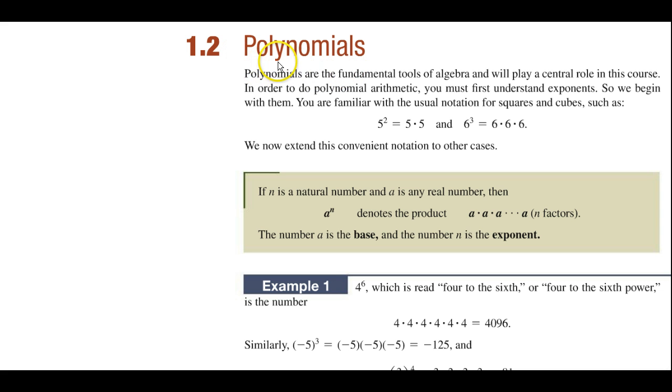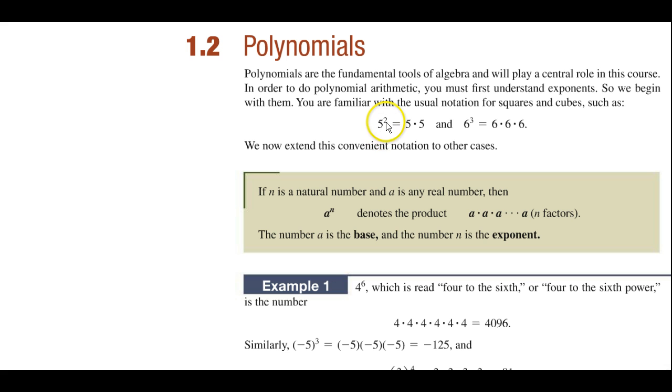Poly means many numbers. And we start off with a shorthand notation that if we have, for instance, 5 times 5, and we want to write that in a special way, we take the 5, which will serve as our base, and then we use a superscript number, the number of times 5 is used as a factor. This is called exponential notation.